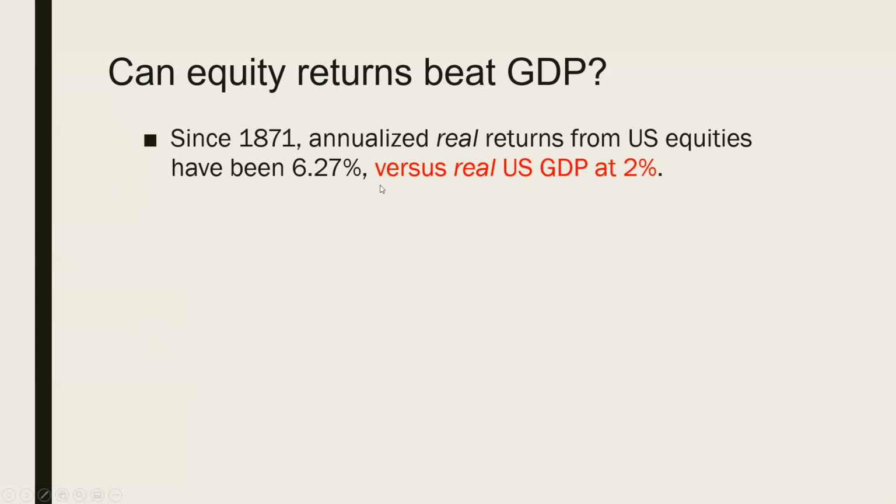Real, that's real. So what we're seeing here is that, yes, the actual returns of US equities have done about 6% on average versus 2%. That is not a trivial difference. That is 3 times the faster growth rate in shares than what we're seeing in GDP. And that's for over 150 years. So that's the fact.